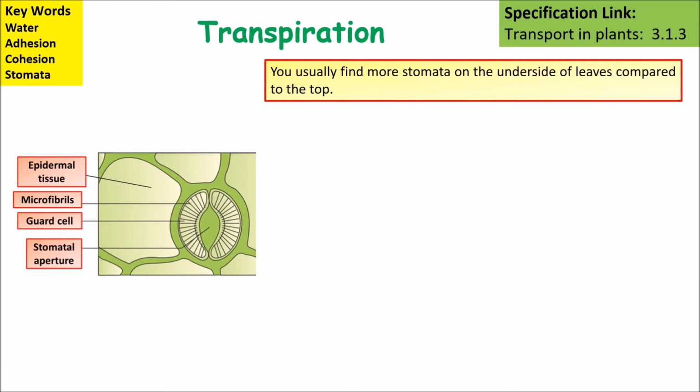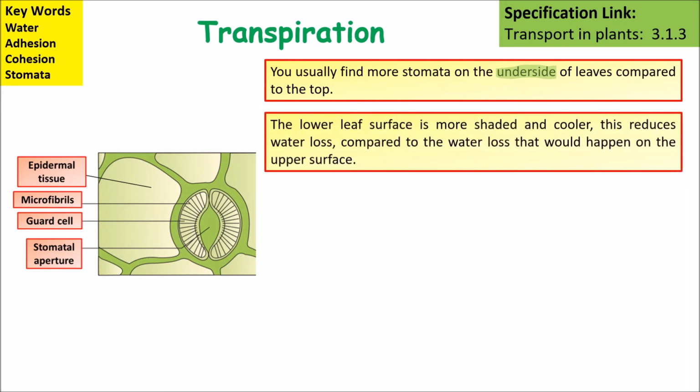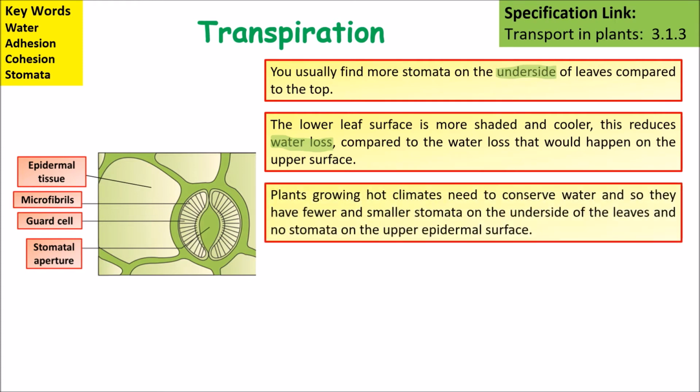So you usually find the stomata on the underside of the leaves compared to the top. The lower leaf surface is more shaded and cooler, so this reduces our water loss compared to the water loss that would happen on the upper surface of the leaf. So plants growing in hot climates need to conserve water, and so they have fewer and smaller stomata on the underside of their leaves and no stomata on the upper epidermal surface.